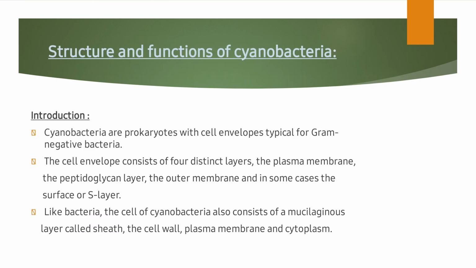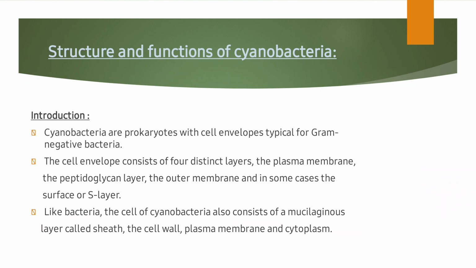Today, we are going to see the topic Structure and Functions of Cyanobacteria. What is cyanobacteria? Cyanobacteria is a blue-green algae. It is called prokaryotes with cell envelopes typical for gram-negative bacteria. The cell envelope consists of four distinct layers: the plasma membrane, peptidoglycan layer, the outer membrane, and in some cases the surface or S layer.